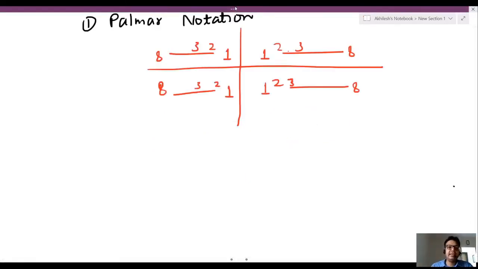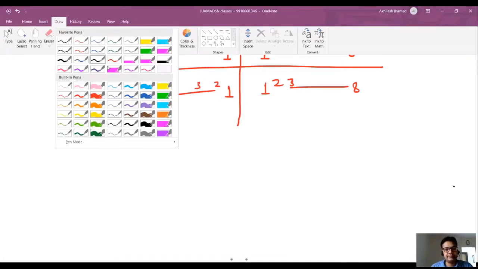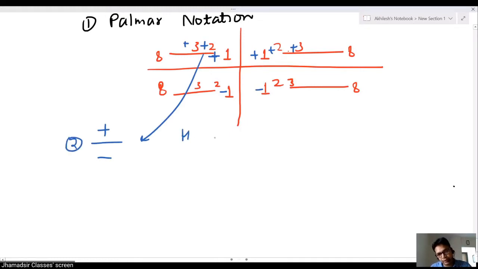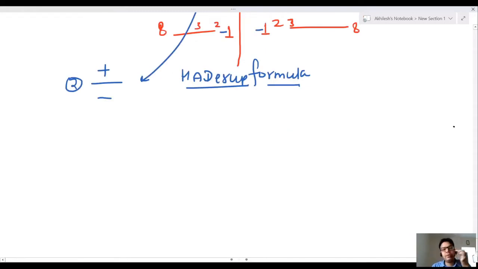Along with upper teeth, if we write down plus, plus 1, plus 2, plus 3, and along with lower teeth we write down minus, this method where we write plus for upper teeth and minus for lower teeth is known as the Haderup formula. Palmer notation is 1 to 8, 1 to 8, 1 to 8, 1 to 8. Haderup formula.